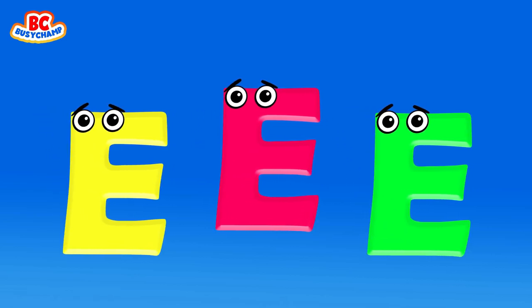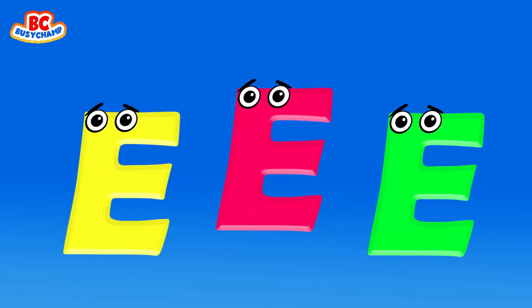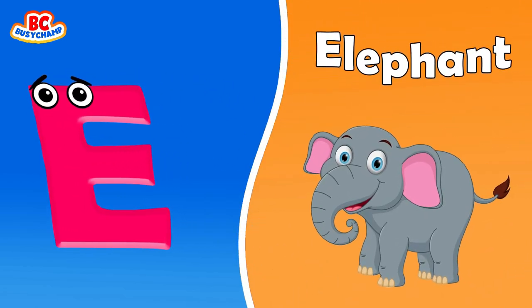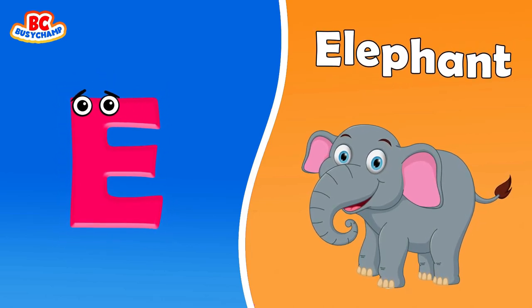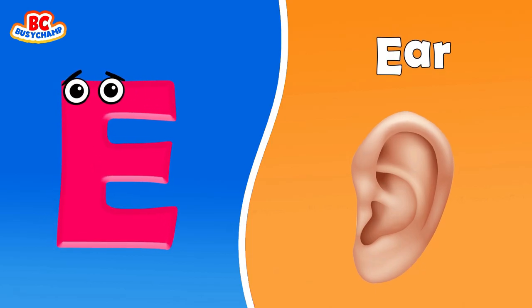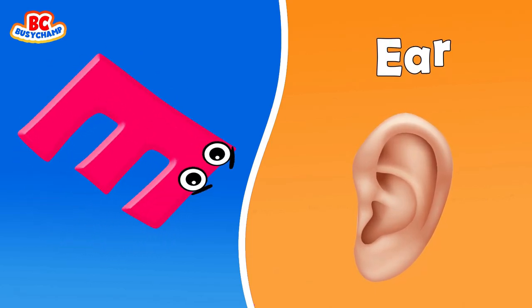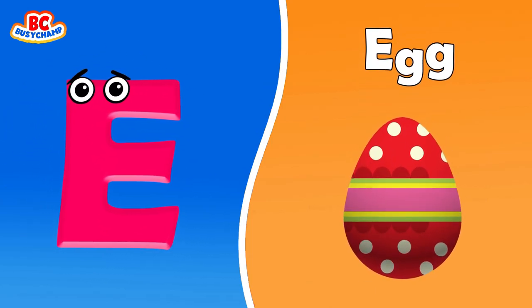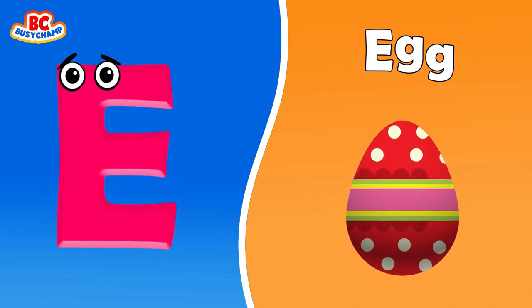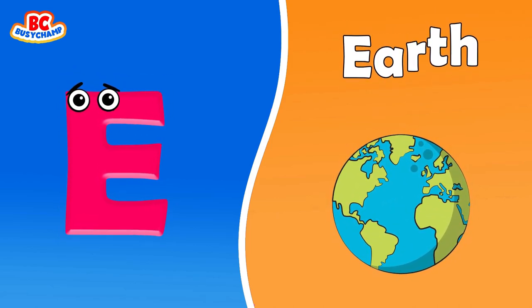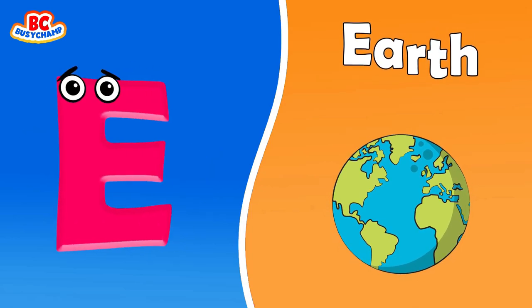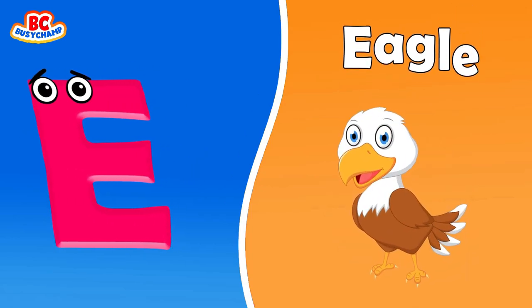Here comes the letter E. E for elephant, e e elephant. E for ear, e e ear. E for egg, e e egg. E for earth, e e earth. E for eagle, e e eagle.